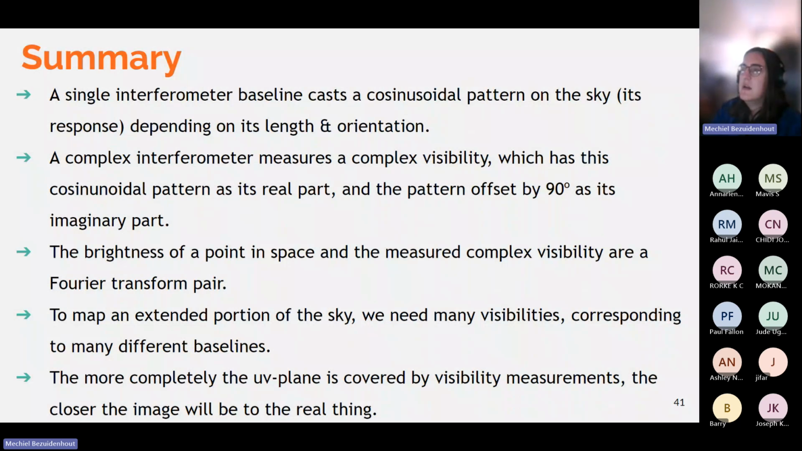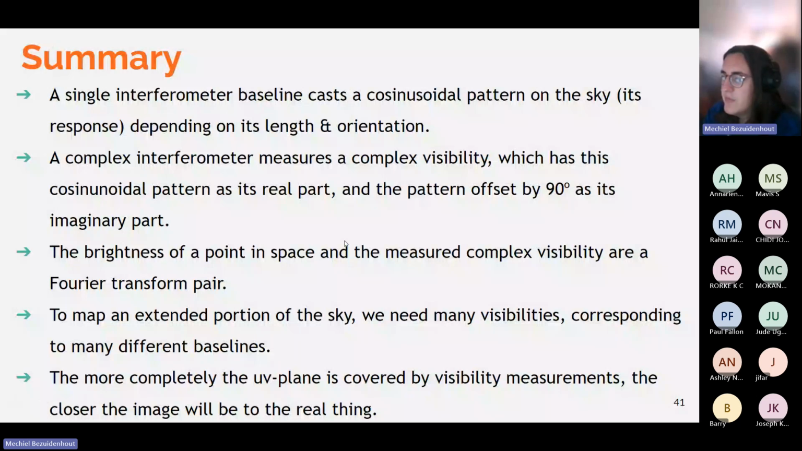So to summarize, a single interferometer baseline casts a sinusoidal pattern on the sky, which is called its response, which depends on its length and its orientation. A complex interferometer measures a complex visibility, which has this cosinusoidal pattern as its real part, and the pattern offset by 90 degrees as its imaginary part. That's the sinusoidal response. So we measure a complex visibility, right? The brightness of a point in space and the measured complex visibility are a Fourier transform pair. We can convert between the two using a Fourier transform.